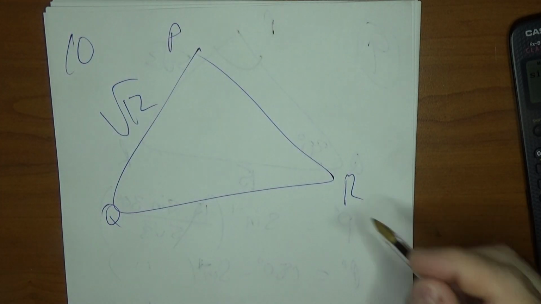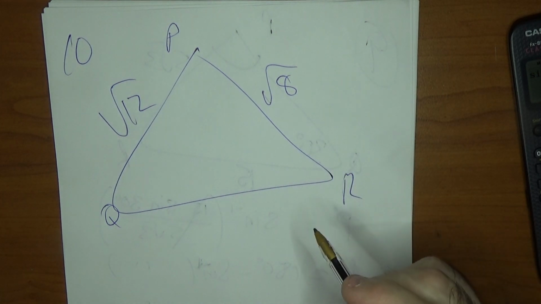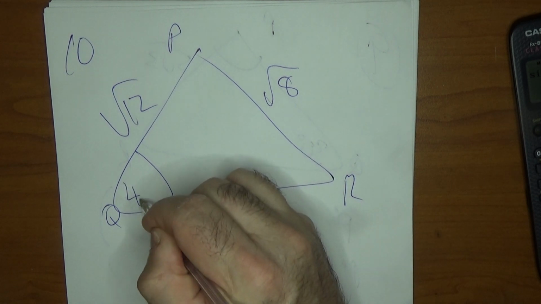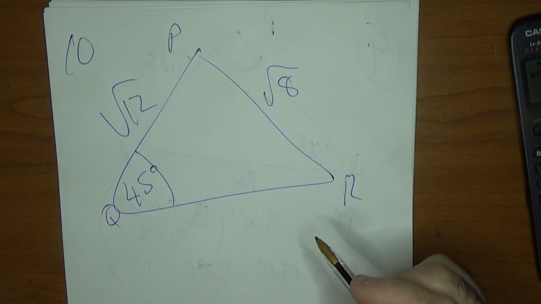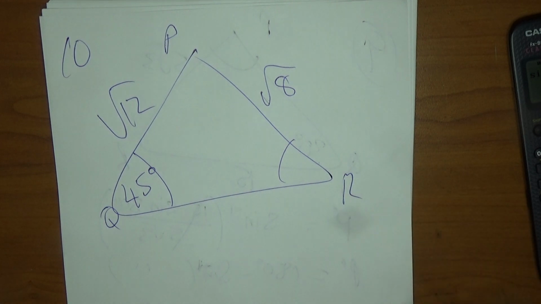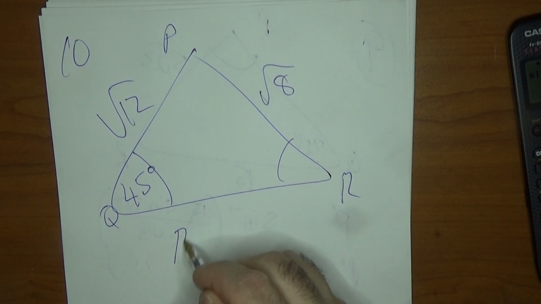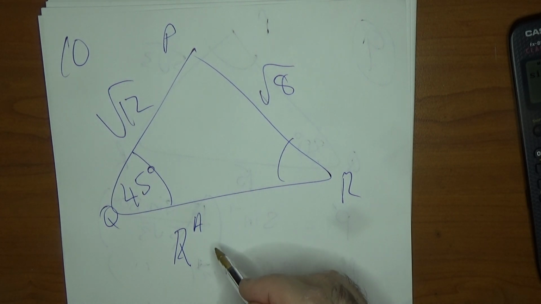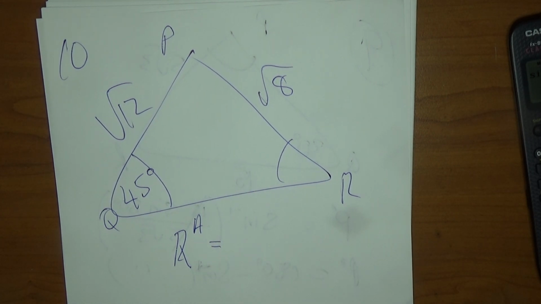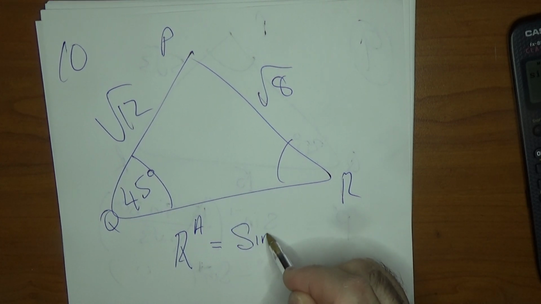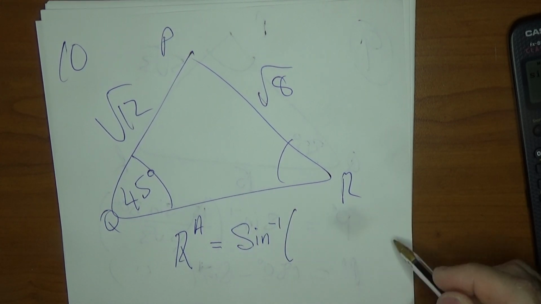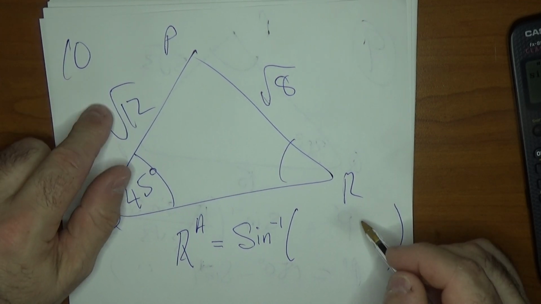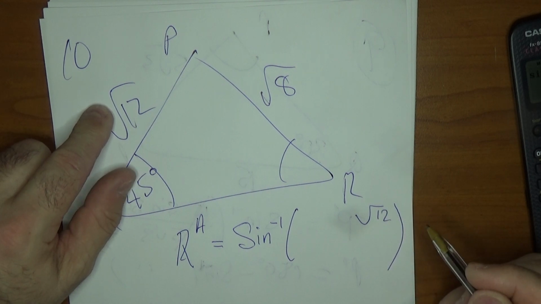PR is root 8, and we're to find the angle at Q. The angle at Q is 45 degrees, and we're to find two possible angles here. So we're going to find R acute, and we're going to find R obtuse. R acute will be an inverse sine. It'll definitely be proportional to its opposite number, root 12.